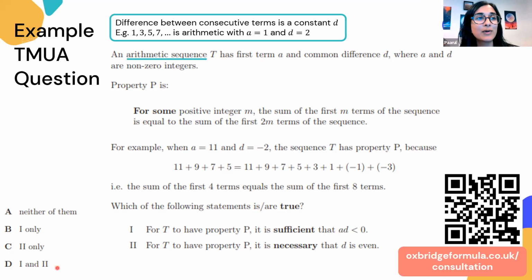Okay, excellent. So we're going to give you 3 minutes now, because we read the question in 45 seconds. You've got 3 minutes left to figure out A, B, C, or D. Now, this is quite tough, but that is the point. TMUA is a tough exam. So see what you can do. In 3 minutes, we're going to go through this question.